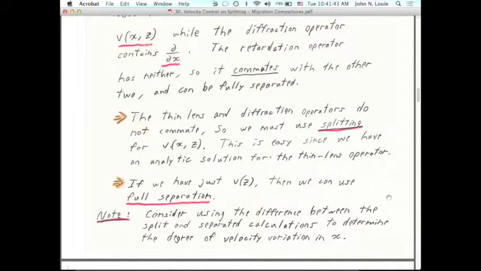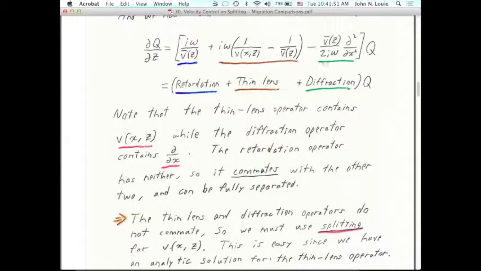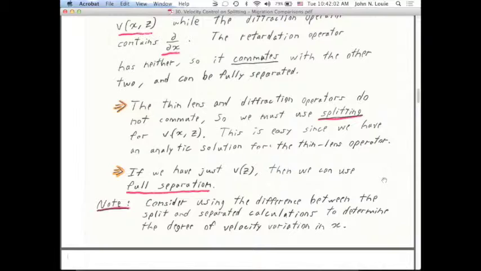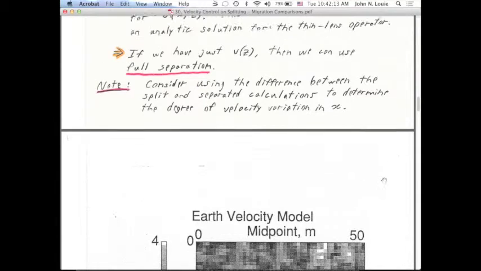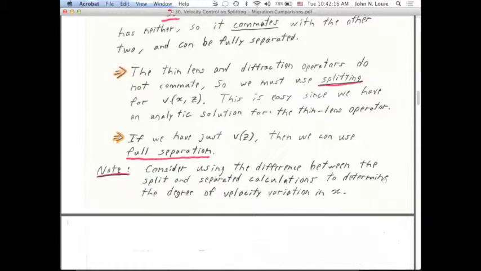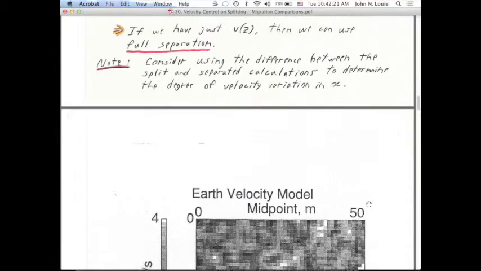Something I've often wondered about: a dependence on velocity in some equation that we're using for computations is also an opportunity to analyze velocity, to try to measure velocity. And I've long wondered whether we could use the difference between the split and the separated calculations to determine the degree of velocity variation in x. Never explored that.